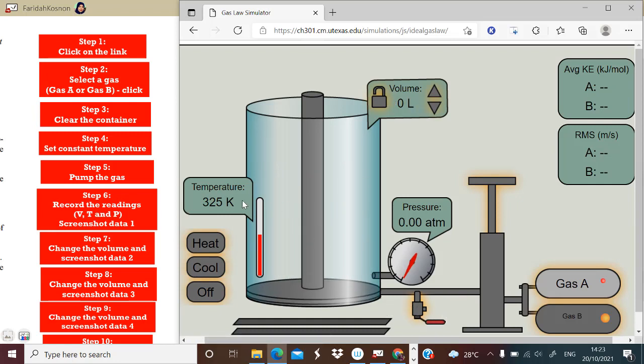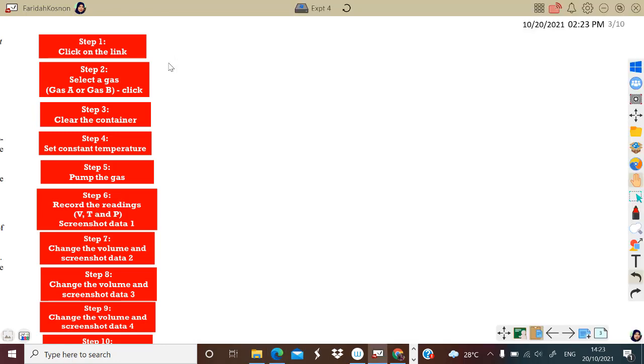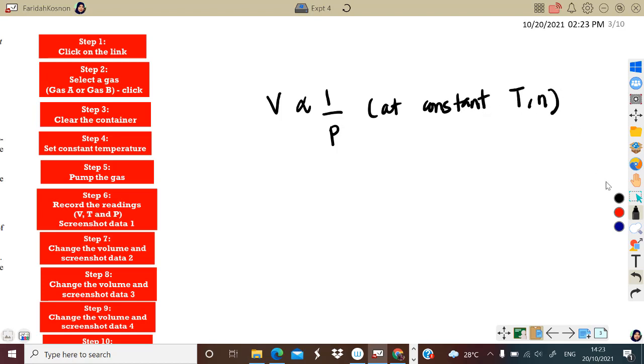Since untuk Boyle's law, kalau you ingat untuk Boyle's law, what is stated? Boyle's law state that volume occupied by the fixed amount of gas is inversely proportional to its pressure. So this happen at constant temperature and fixed amount of mole.